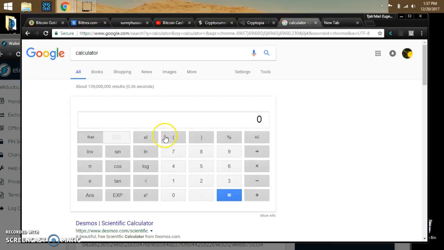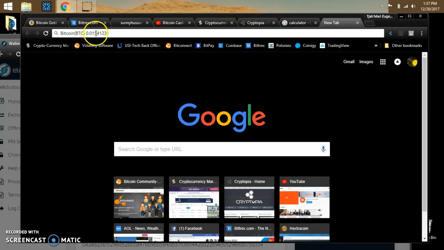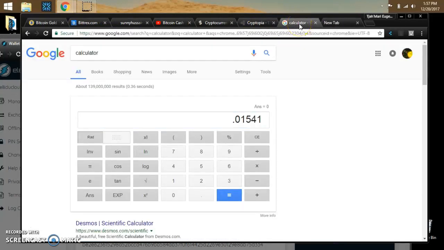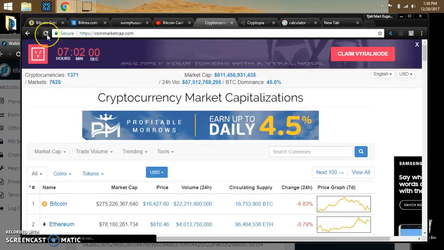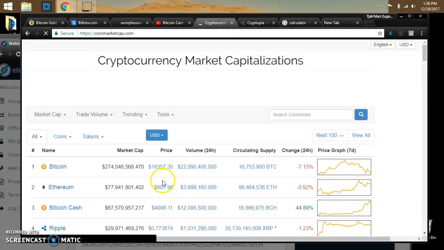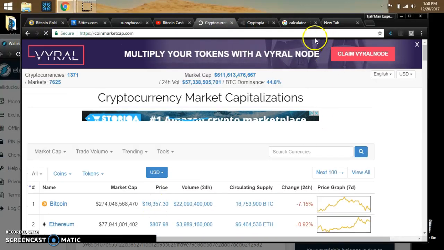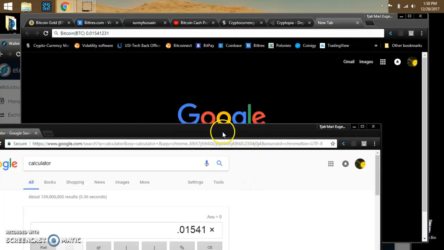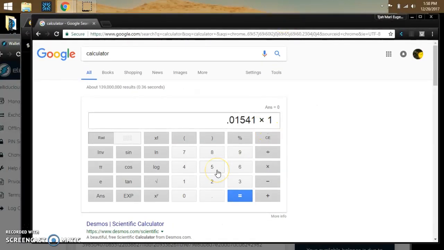All right, so 0.01541. Let me make sure I did that right. 0.01541. Okay. And I'm going to get the price, so I'll multiply that by the current price of Bitcoin, which is, let me refresh that, 16,357. So I'll multiply that by 16,357. So that equals $252.